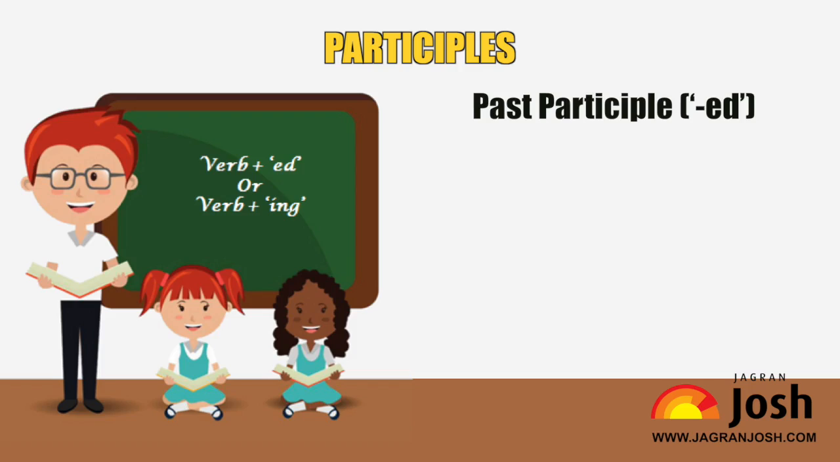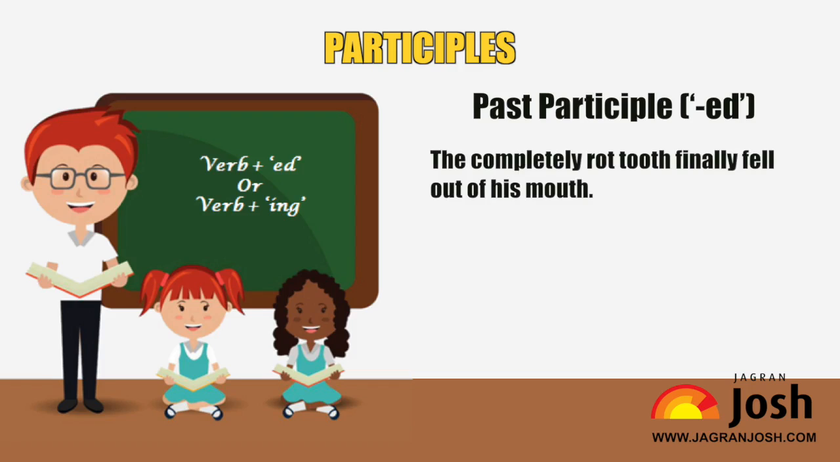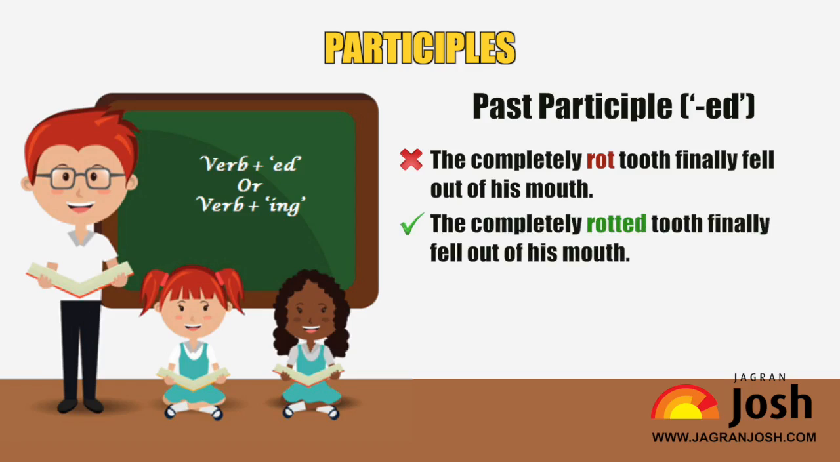Past participle, ed. A past participle describes something that has happened. For example, the completely rot tooth finally fell out of his mouth. This sentence is wrong. The correct sentence is the completely rotted tooth finally fell out of his mouth.